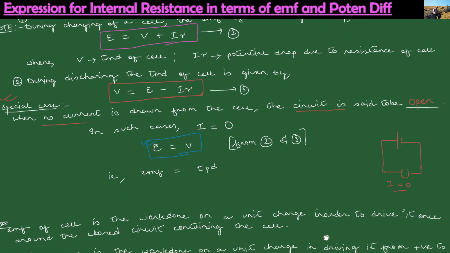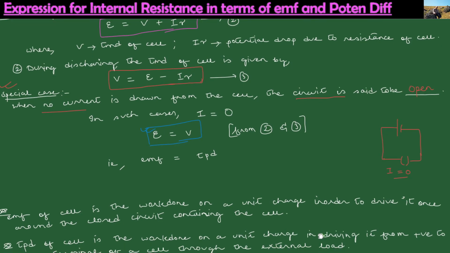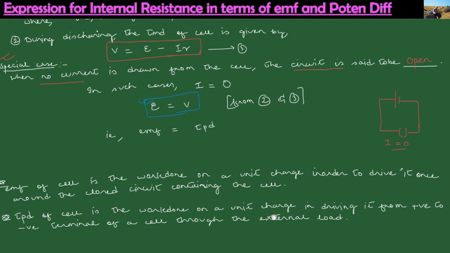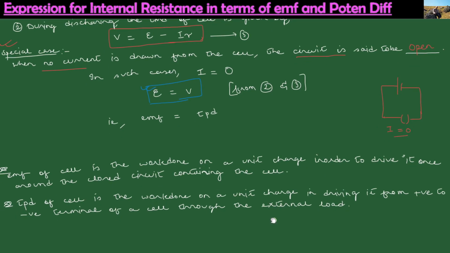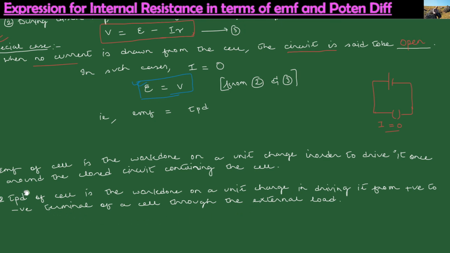So what is the EMF of the cell? The EMF of the cell is the potential difference of the cell in an open circuit. The terminal potential difference of the cell is the potential difference in a closed circuit. Current flows in a closed circuit. Current does not flow in an open circuit.